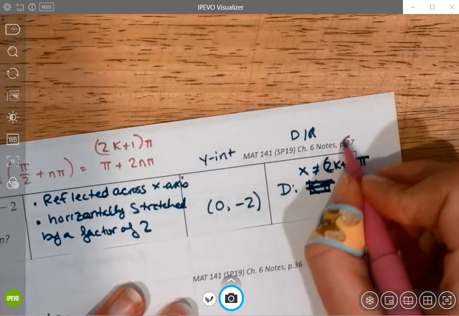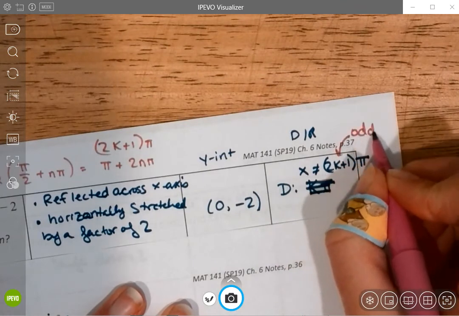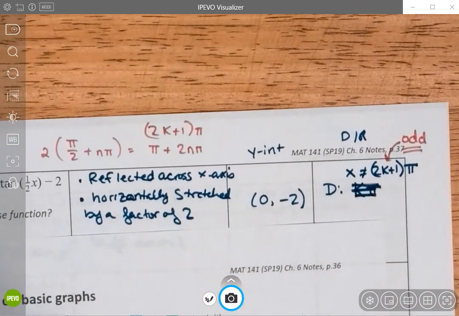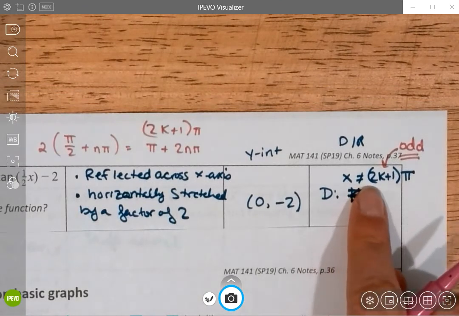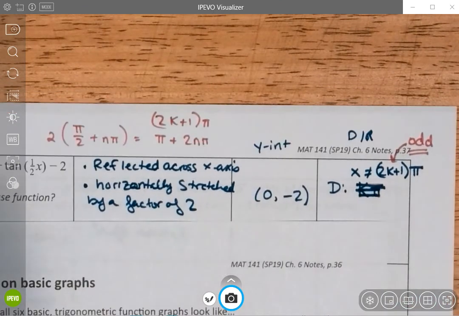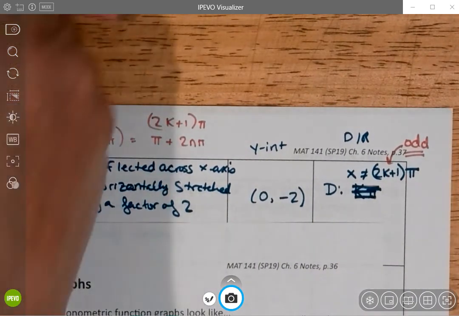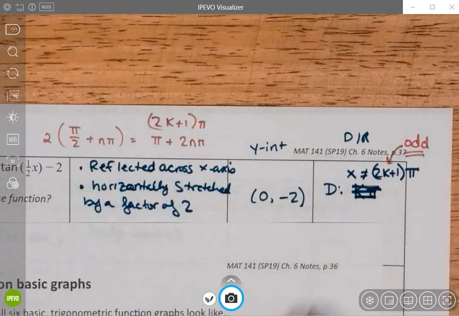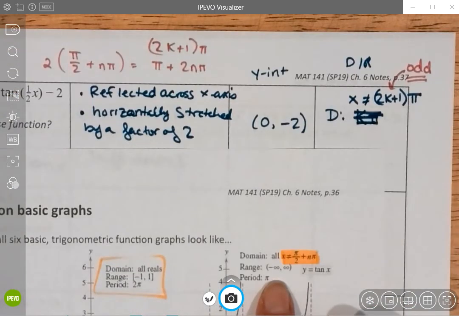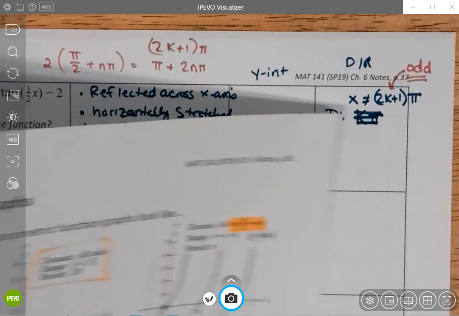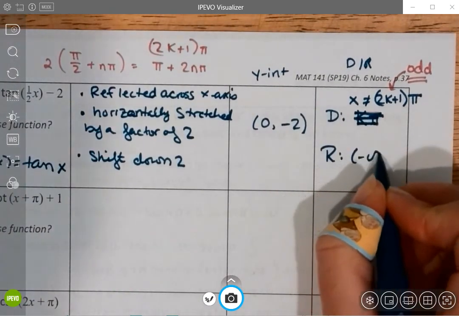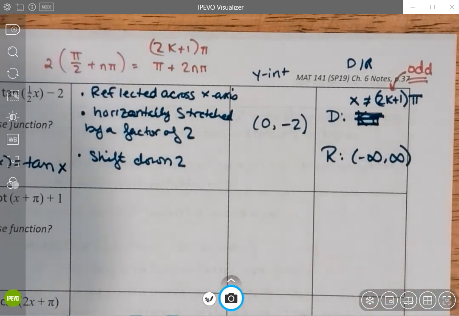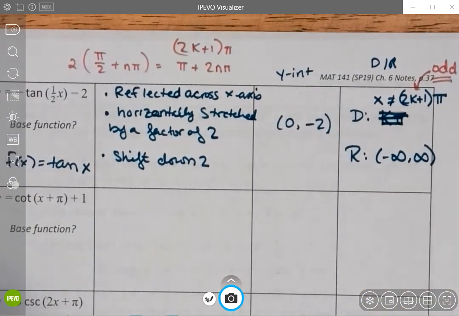All right. So there we go, that's our domain. As you can see, the domain is much more complicated, having to deal with the restricted domains in the tangent and the other functions than it was in the sine and cosine. But the range is going to be a lot easier because the range was negative infinity to infinity, so that's going to stay the same no matter what the transformations are. If you multiply infinity by something, it's going to stay infinity. So the range is negative infinity to infinity for tangent.